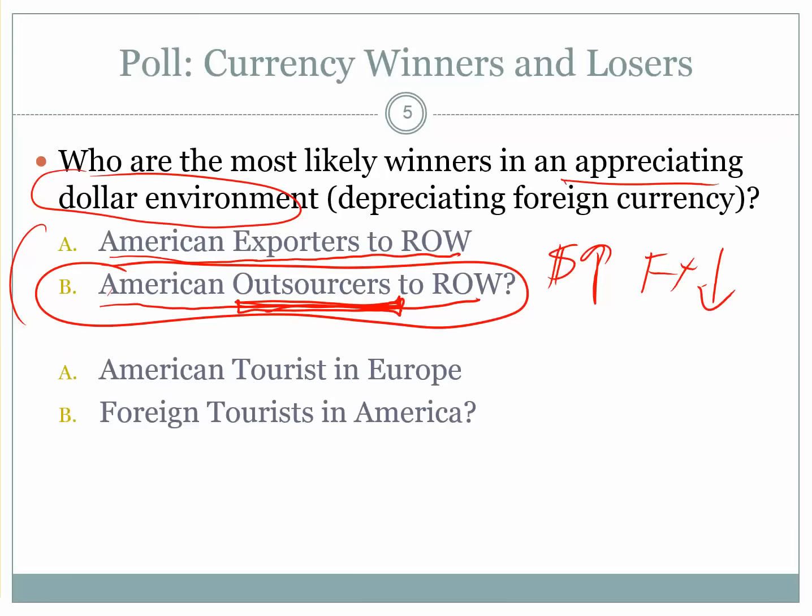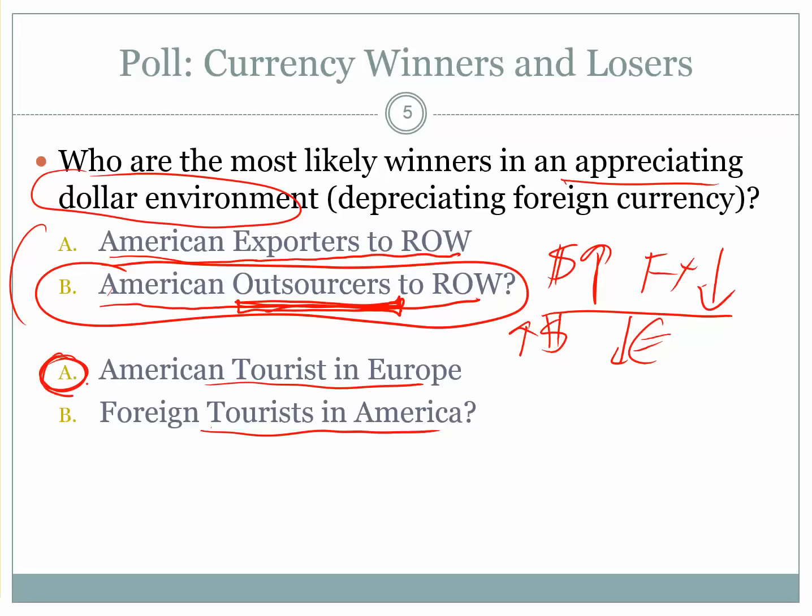Now you might also say, if the dollar is strong and a foreign currency is weak, say the euro, who's better off, American tourists in Europe or foreign tourists in America? Well, if the euro, say, is cheap and the dollar is strong, it's going to take fewer dollars to buy my hotels in Paris, or my Wiener Schnitzel in Vienna, or my beer in Germany. So a winner of a strong dollar are American tourists in Europe.